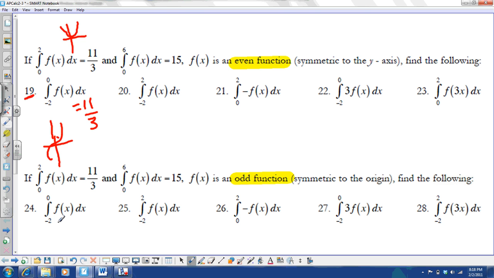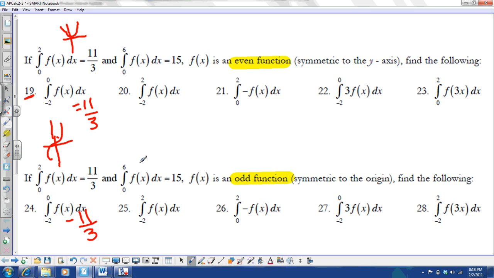Now, when you think about number 24, when you have an odd function, well, if the area under the curve from 0 to 2 is positive 11/3, then the area under the curve from -2 to 0 is going to be negative 11/3, because an odd function is symmetric across the origin. I think you guys can figure out 20 and 25.